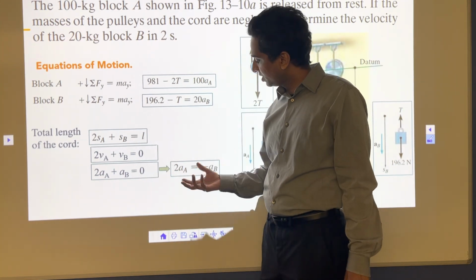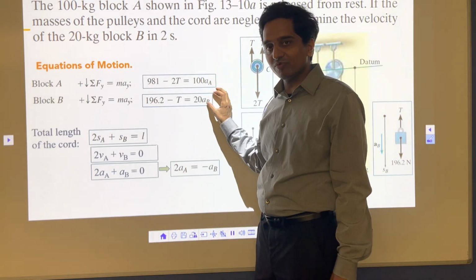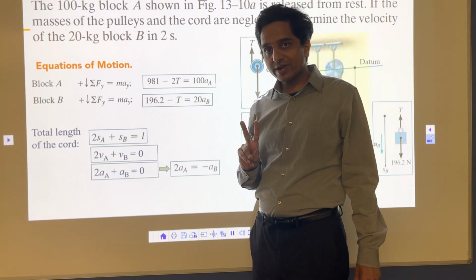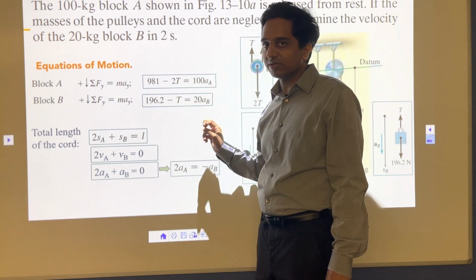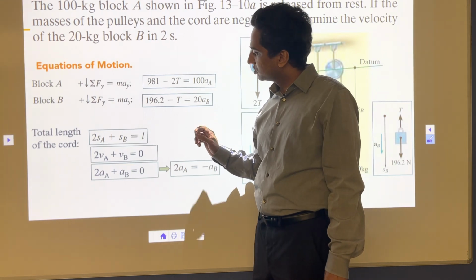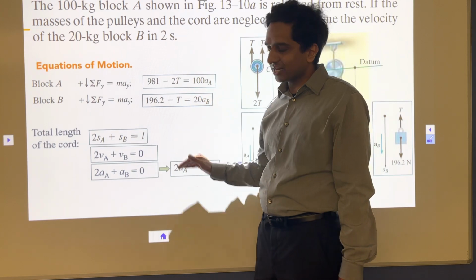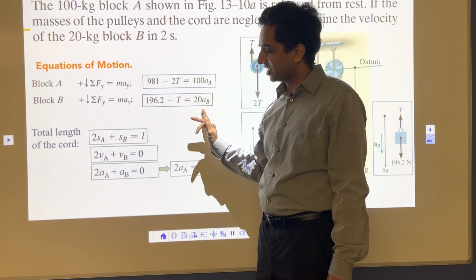Now what I can do is take this relationship and plug it back into one of these equations. Once I do that, I have two equations, two unknowns. Then I can solve for T, I can solve for acceleration A, and then I can solve for acceleration B. So now, if you want, you can pause the video and do this calculation, applying this relationship to calculate the value of A and AB.